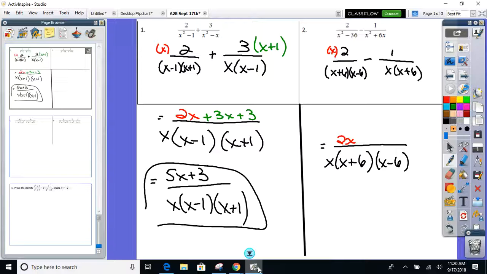Where are you seeing x squared? Ready? See that denominator right there? I got x and I got x plus 6. What does our common denominator have that that one doesn't have? Okay, there we go. So that's what I have to multiply the top by.